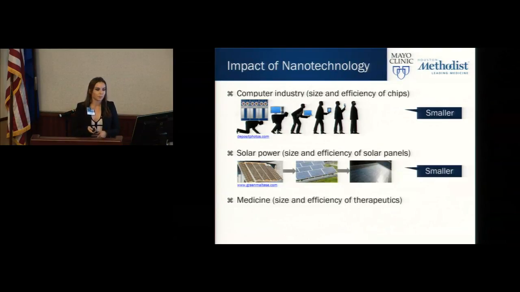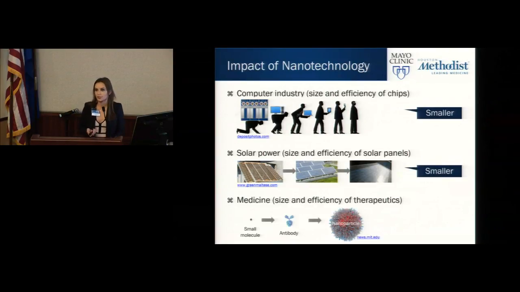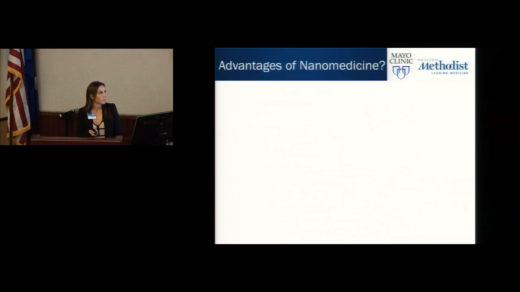And then when we talk about medicine, most conventional drugs are small molecules, so 0.1 nanometers. And then several decades ago, we started using antibody therapeutics. And now we even have several nanoparticles that are clinically approved on the market. But on the contrary to these two first examples, when we talk about medicine and nanotechnology, we're actually going larger. So what are the specific advantages of going larger, or in other words, what are the benefits of nanomedicine?